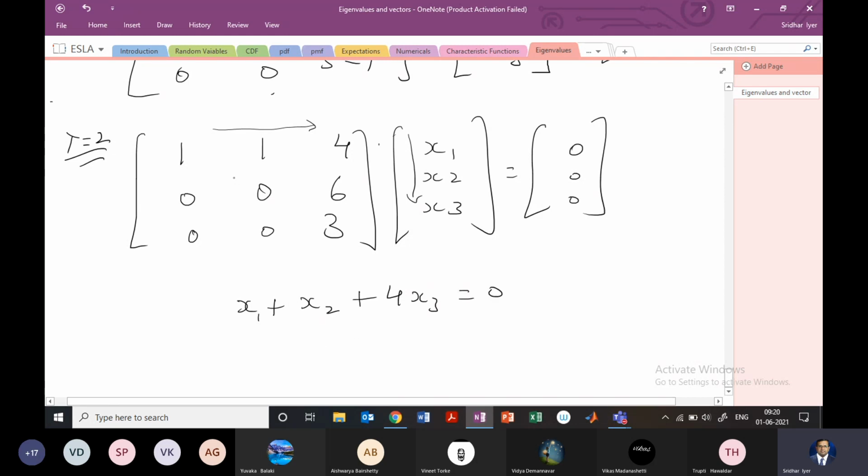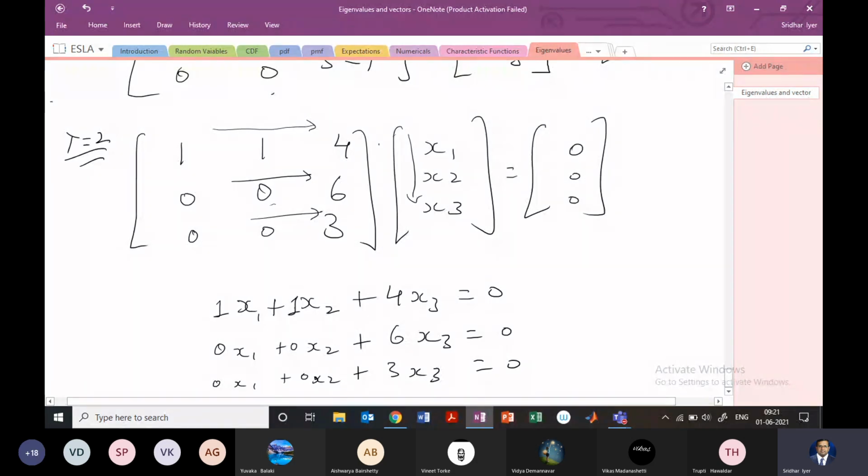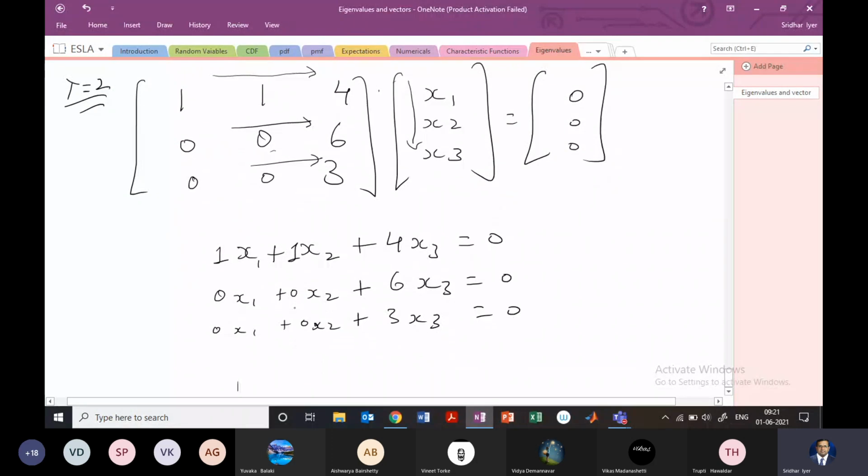From the second row, if you multiply, you have 0 into x1, 0 into x2, so that is just 0. So I'll write it as 0x1 plus 0x2, and the last term is 6x3, which is 0. Similarly, from the third equation, you'll get 0x1 plus 0x2 plus 3x3, which is equal to 0. For clarity, I will write this here as 1x1 and 1x2. I think you know the multiplication there. So we have three unknowns and we have three equations.